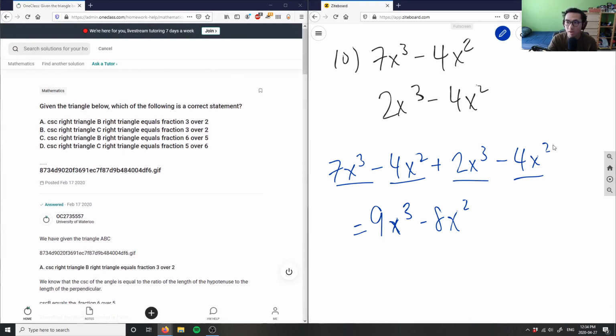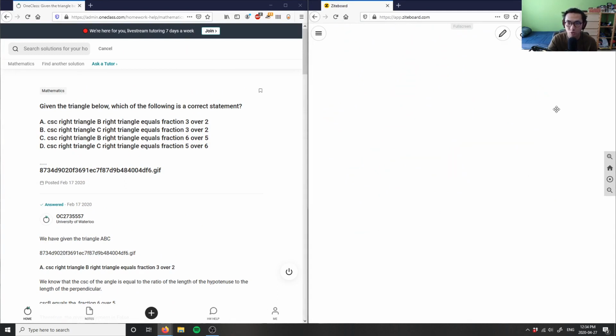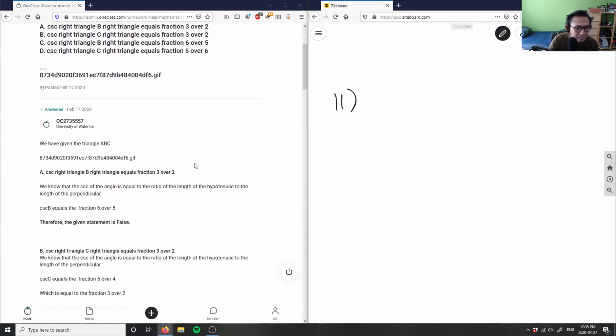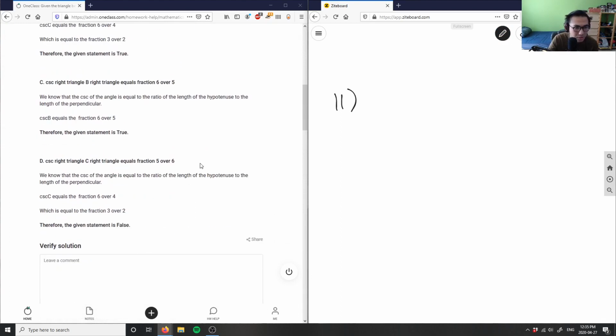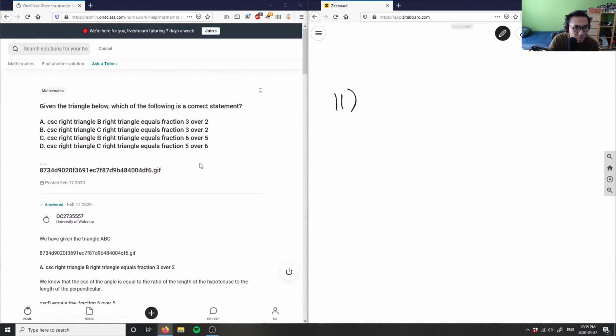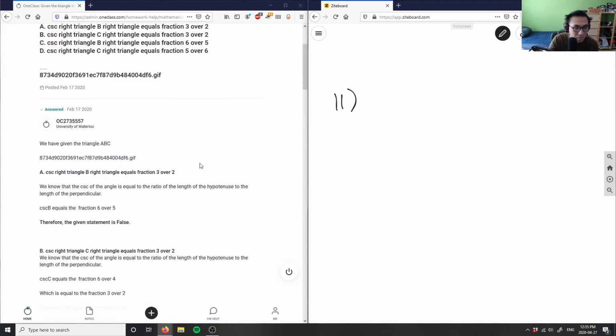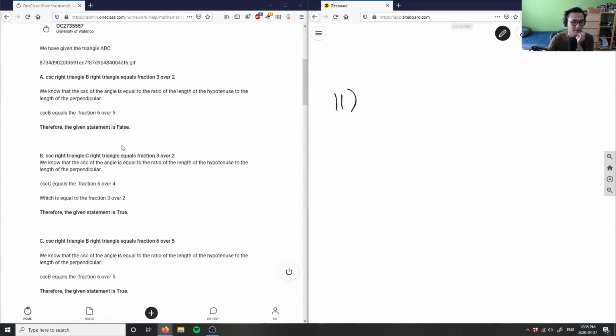But based off the solution, let me try to draw the triangle for you. I wish they included a diagram in the solution, but they didn't. So let me just try to figure it out. Which solution is true? I'm going to find a true statement, and based off that, I'm going to see if I can derive the triangle for you here. So I have a right triangle for sure.